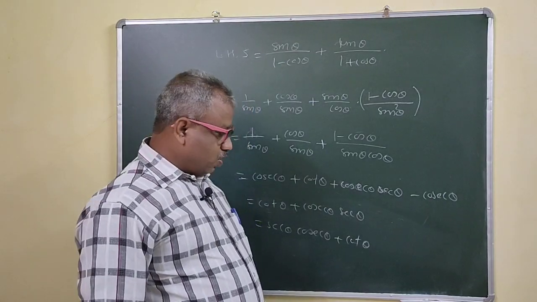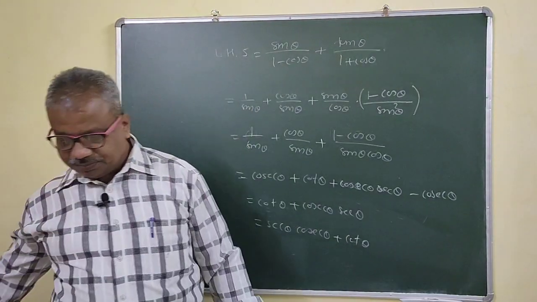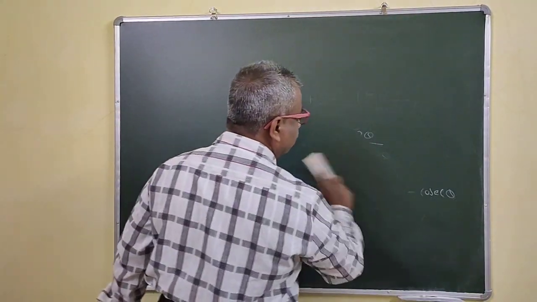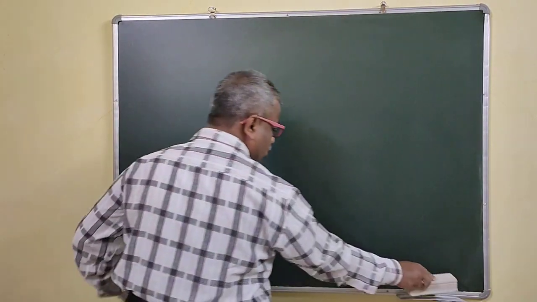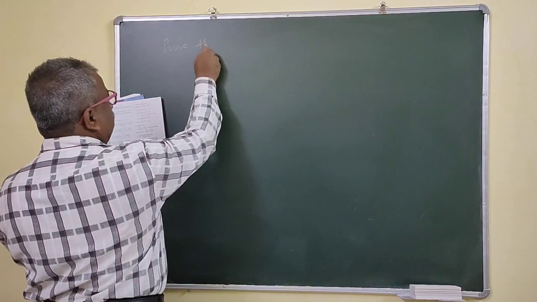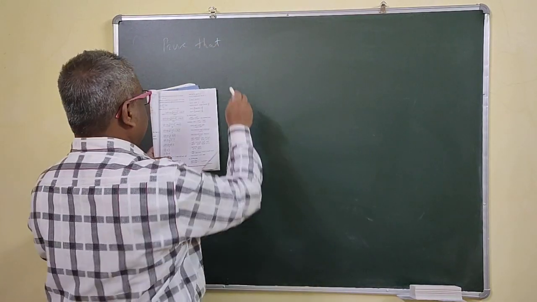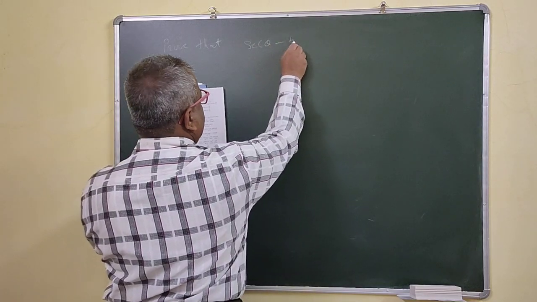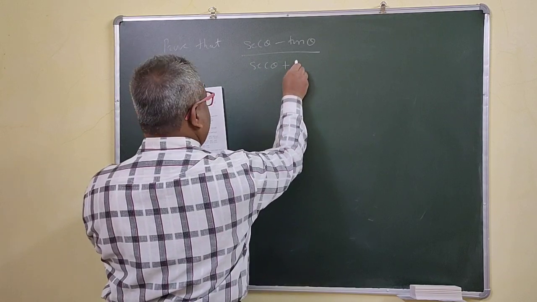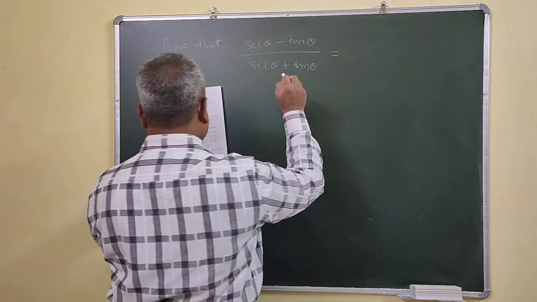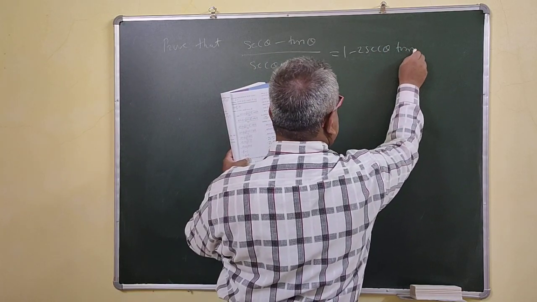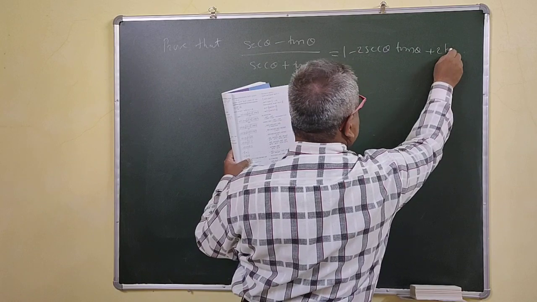Okay, so now we'll continue with the problems on the trigonometric functions. Last time we also saw some problems on trigonometric functions, and we'll continue that. So take the problem: prove that (sec theta minus tan theta) upon (sec theta plus tan theta) is equal to 1 minus 2 sec theta tan theta plus 2 tan square theta.